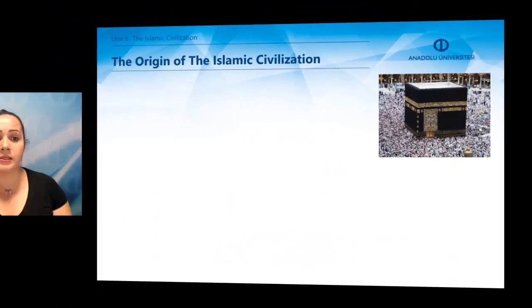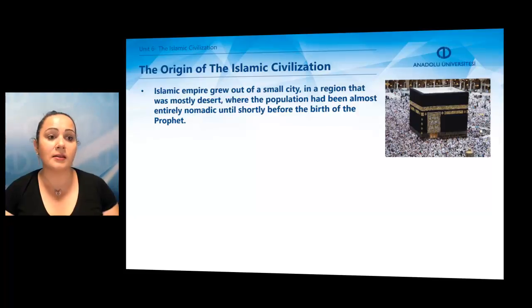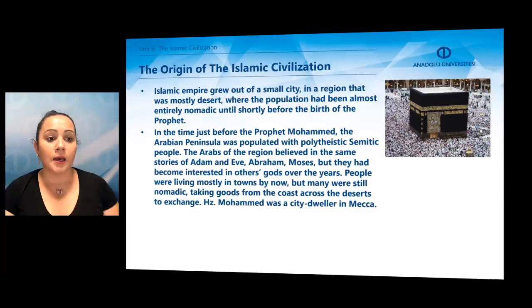As for the origin of the Islamic civilization, it can be said that the Islamic Empire grew out of a small city in a region that was mostly desert, where the population had been almost entirely nomadic until shortly before the birth of the Prophet. In the time just before the Prophet Muhammad, the Arabian Peninsula was populated with polytheistic Semitic people. The Arabs of the region believed in the same stories of Adam and Eve, Abraham, Moses, but they had become interested in other gods over the years.